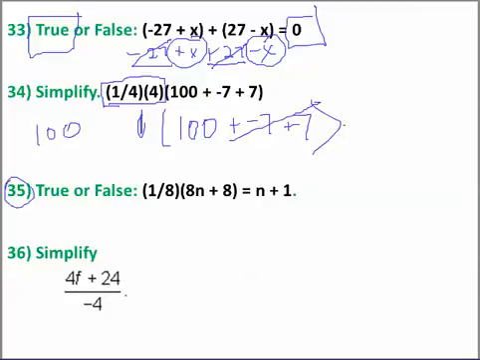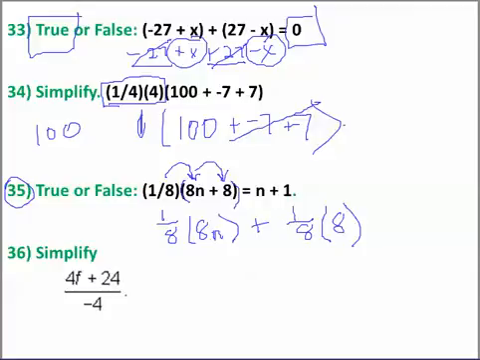Let's look at 35. This time I have the parentheses with a fraction out front and only one thing. So this guy is the distributive property. It wants me to multiply through. So it's saying, okay, what is 1/8 times 8n plus 1/8 times 8? I hope we've been catching on that 1/8 times 8 is 1. So I have 1 in here. Again, 1/8 times 8 here is 1. So I have n plus 1, and I think this is a true statement.